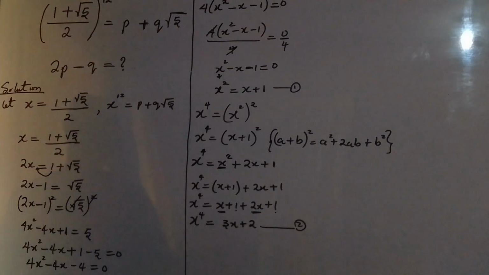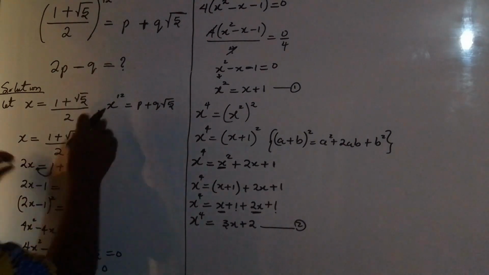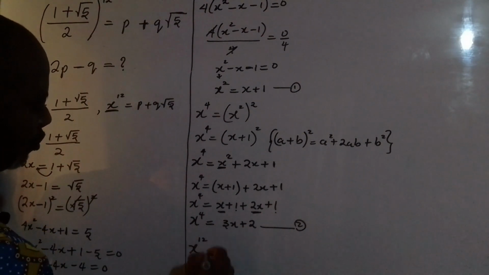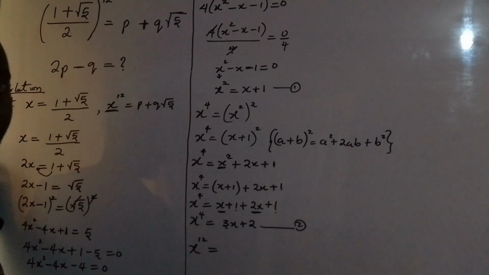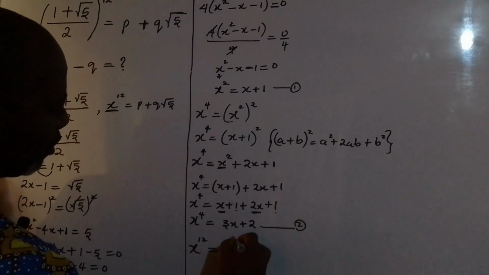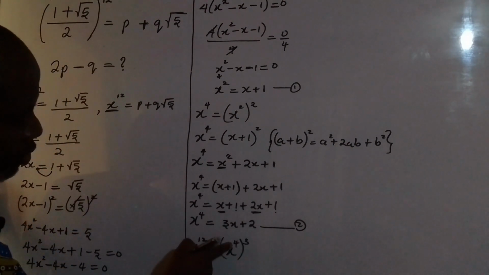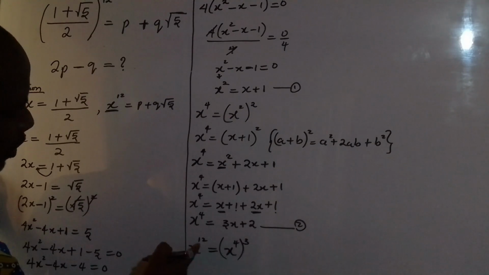Now, let's go back to this x^12. We know that x^12 is the same thing as (x^4)^3, because we know that 4 times 3 will give us 12.